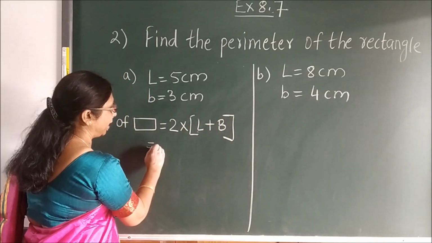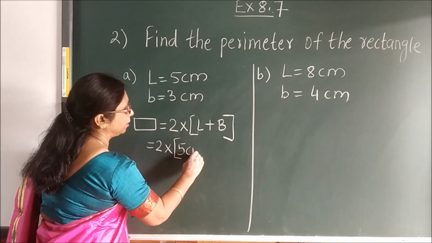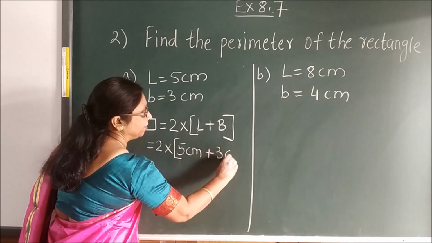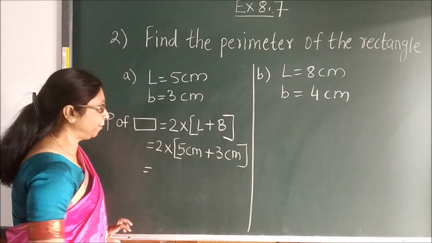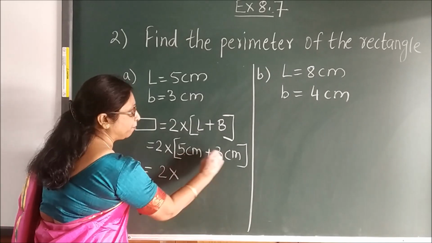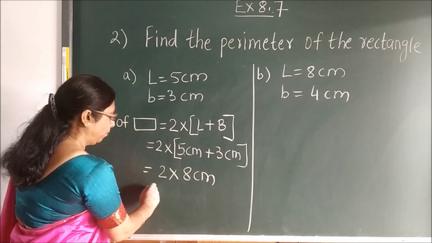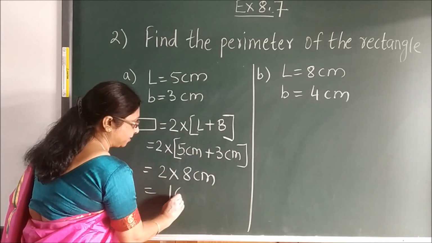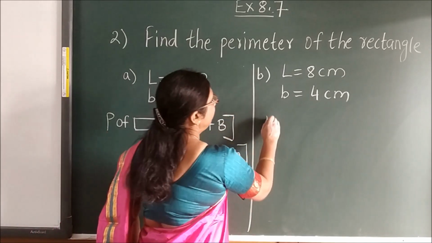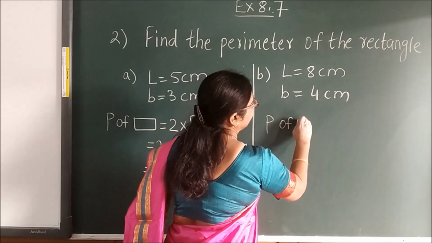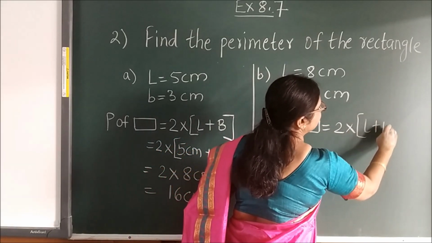Now place the value. 2 into, what is the length given here? 5 centimeter plus 3 centimeter. Clear? Now after this you solve the bracket first. 2 into 5 plus 3, 8 centimeter. Always solve the bracket first. Then multiply, 2 8s are 16 centimeter.